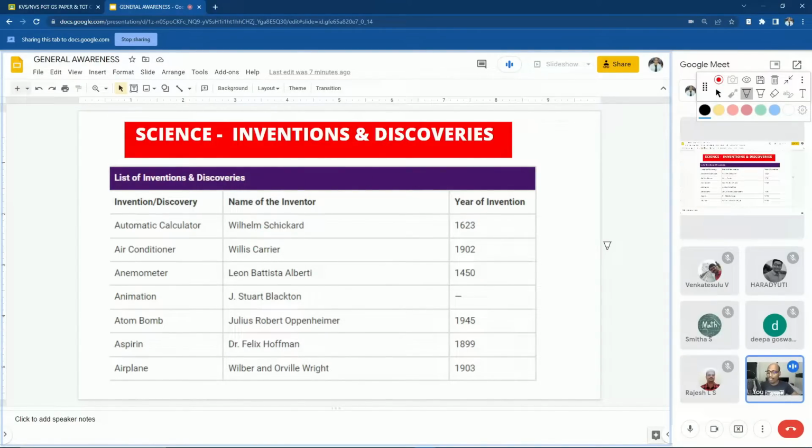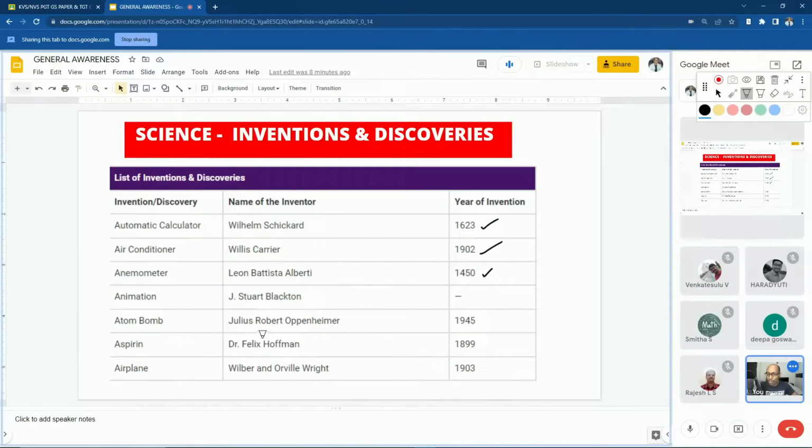So this is a list of inventions and discoveries. All these may not come, but if we read once, we'll feel confident that we have covered this topic also. So the first one is the atomic calculator, William Schickworth. Year of invention is 1623. Don't try to remember these facts, just go through them. Then the air conditioner was invented by Willis Carrier in 1902. Then the anemometer, Leon Baptiste Alberti invented in 1450. Animation, J. Stuart Blackton, we don't know the year of invention.